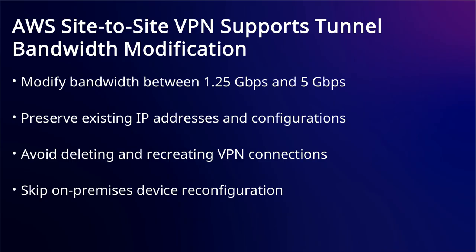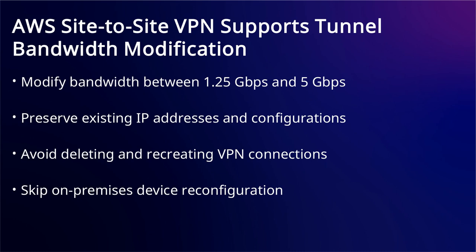Previously, adjusting VPN tunnel bandwidth required deleting and recreating connections, which generated new tunnel IP addresses and forced you to update on-premises VPN device configurations and firewall rules. This process created operational overhead and potential downtime.